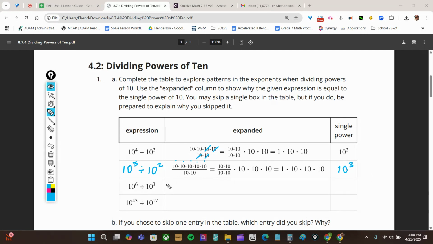10 to the 6. Oh, they want you to write that out. So we're going to have 10 to the 6 divided by 10 to the 3. 6 minus 3 equals 10 to the 3.